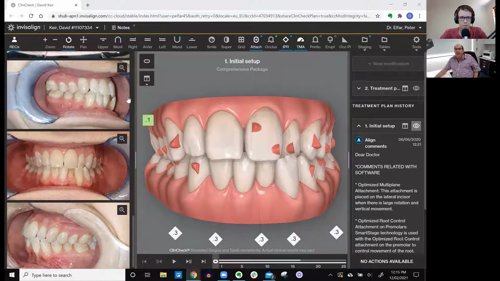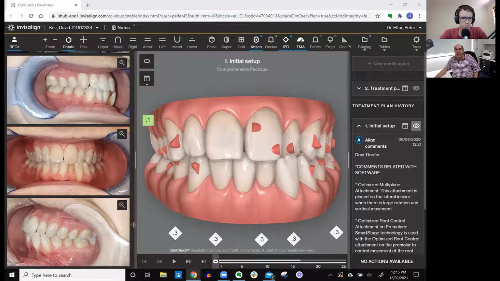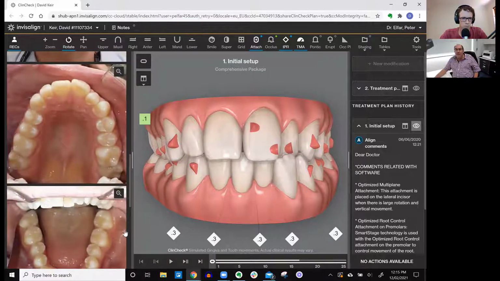So if I can move the photographs down, because I want to have a look. As I said before, you've got a beautiful class 1 occlusion posteriorly, and I'm saying to myself, why isn't the anterior segment right? What's wrong with that? And when I look at that, the first thing I'm going to be thinking of is, have you got a Bolton discrepancy? And I think that's probably the most missed part of orthodontics. It's been around since the early 50s, the Bolton analysis.